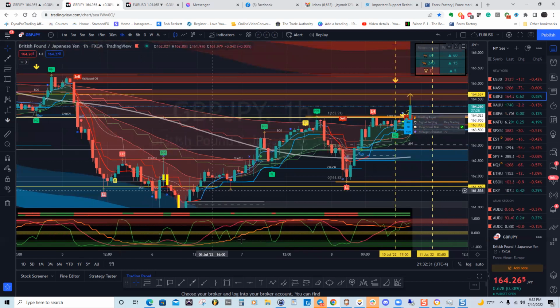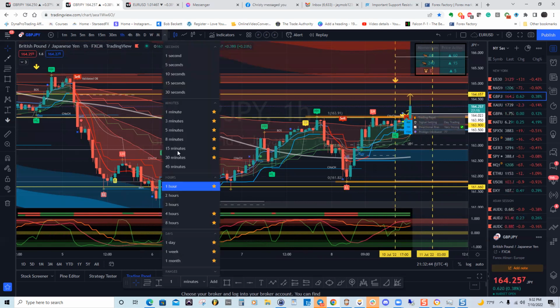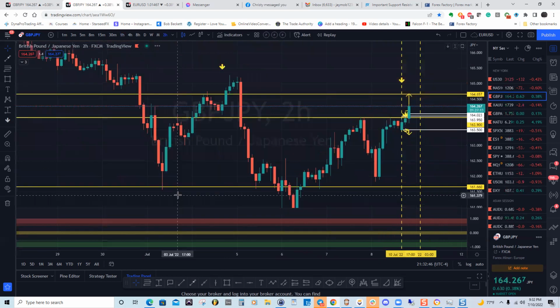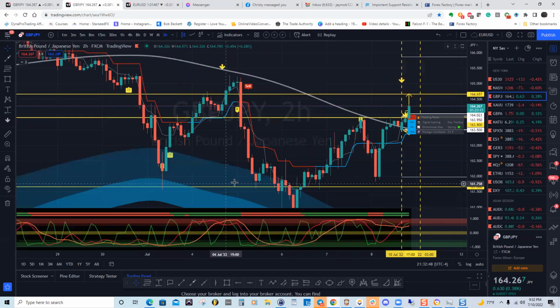That kind of lines up with the 2 hour time frame. Wouldn't that line up halfway, 50% of that candle? Yeah, it would. If you did the 2 hour, let's see. Yep, you should have that right. See, half that.